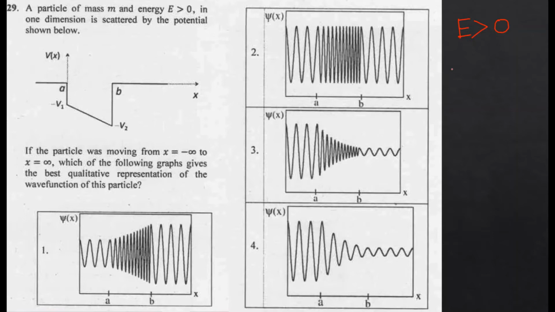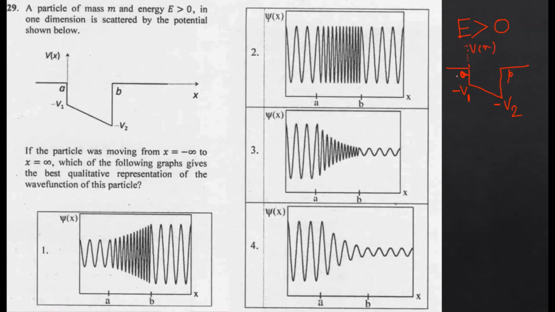So the potential given to you is 0, then from A to B the potential is negative. At point A it is minus V1 and at point B it is minus V2. This is given in the question. And now you have to calculate the best quantitative representation of the wave function of this particle. So you are asked what the wave function will look like.